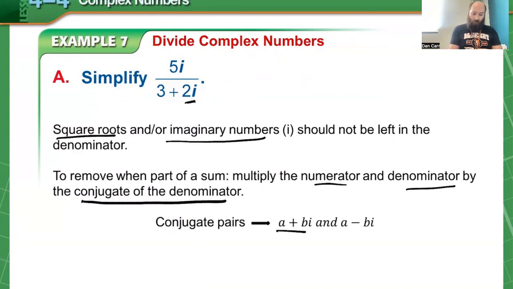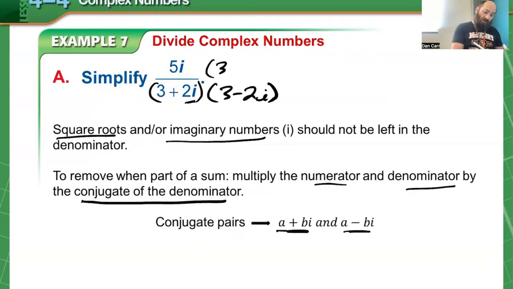The conjugate is basically the opposite sign of everything that's in there. So for example, if it's a plus bi is my imaginary part, the conjugate is a minus bi. So that's what I'm going to do here. We're going to multiply this denominator by 3 minus 2i, and you'll see what happens when we do that and why it gets rid of my imaginary part. But since we're dealing with a fraction, we also have to do it to the numerator, like that.